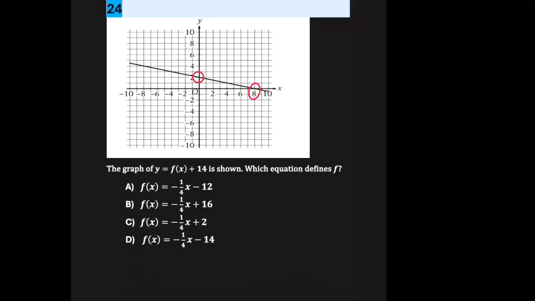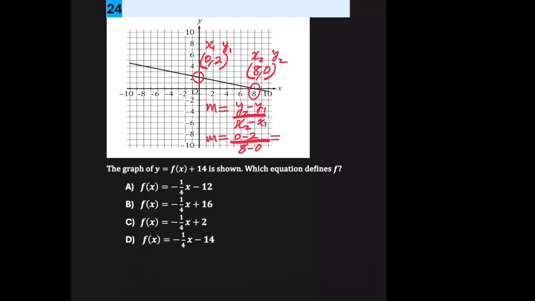So we have 2 points. The first point, we have 0 for x and 2 for y. And the second point, we have 8 for x and 0 for y. Here's x1, y1, x2, y2. And the slope of the graph, m, is equal to y2 minus y1 over x2 minus x1. So our y2 is 0, m is equal to 0 minus y1, which is 2, over x2, which is 8, minus x1, which is 0.